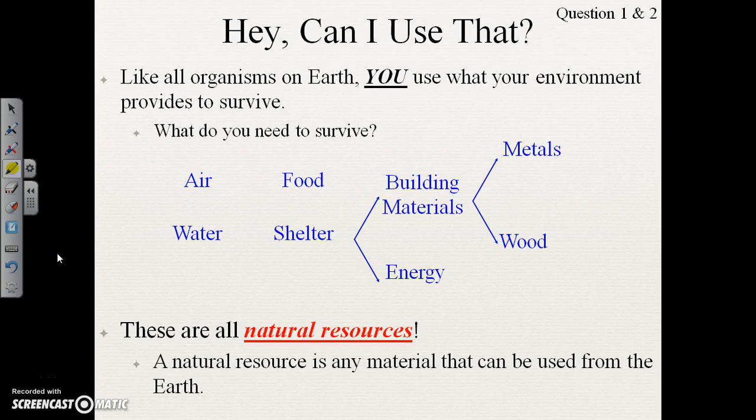Each of these things, whether it be air, water, food, shelter, the building materials, the energy, the metals, the wood, these are all considered natural resources. And the definition of a natural resource is any resource that naturally comes from the earth that we use as an energy source or as a resource. It could be water, it could be wind, it could be the sunlight, it could be lettuce, it could be dirt, it could be a tree, it could be a diamond, it could be wood, it could be anything. Anything that we use from the earth that we just have sitting here is considered a natural resource.